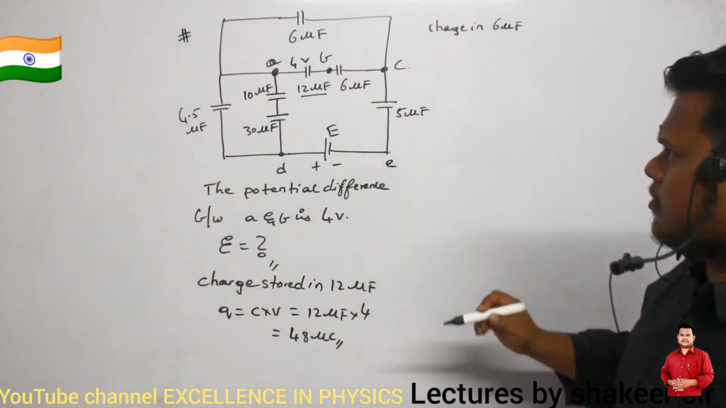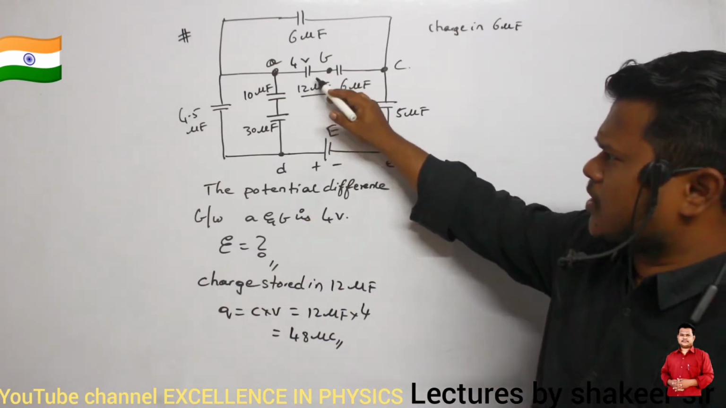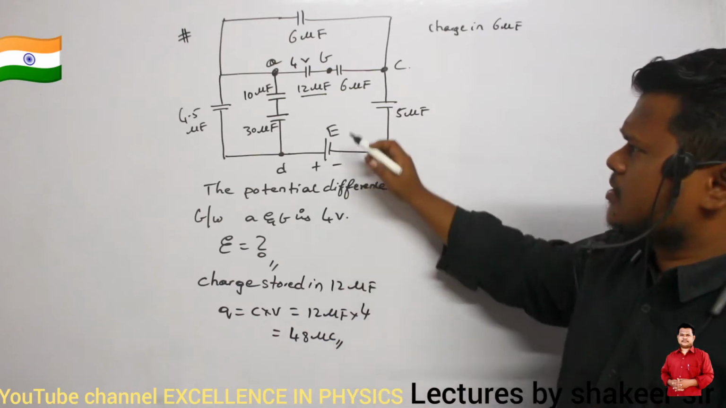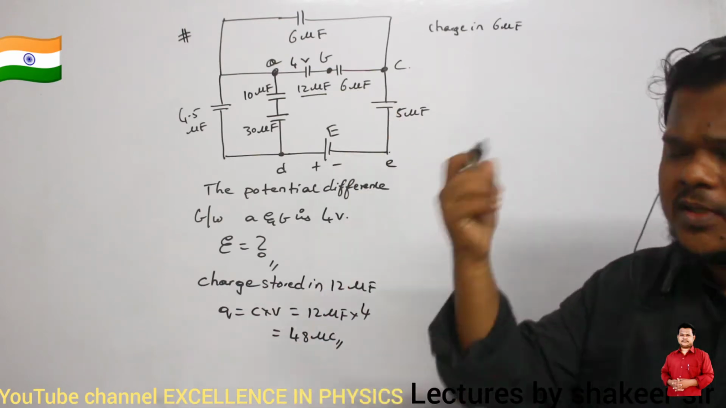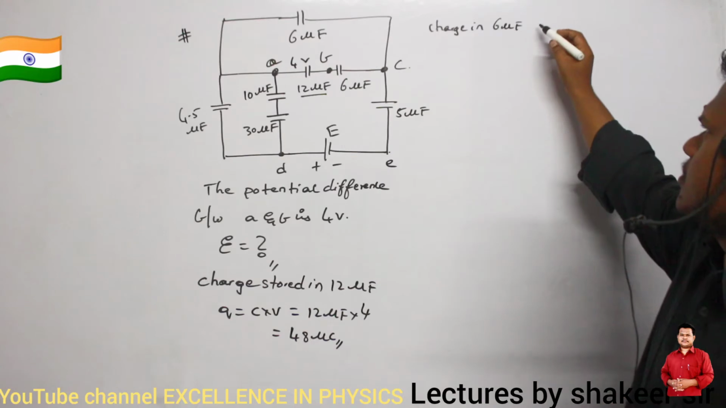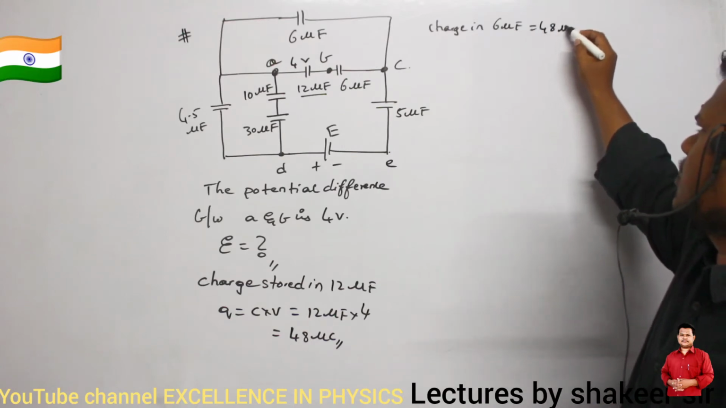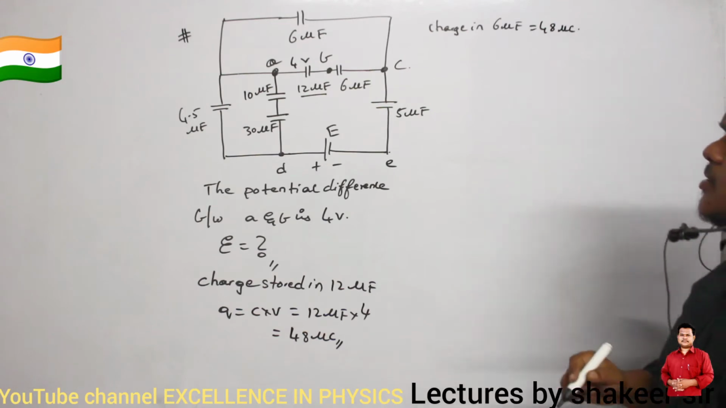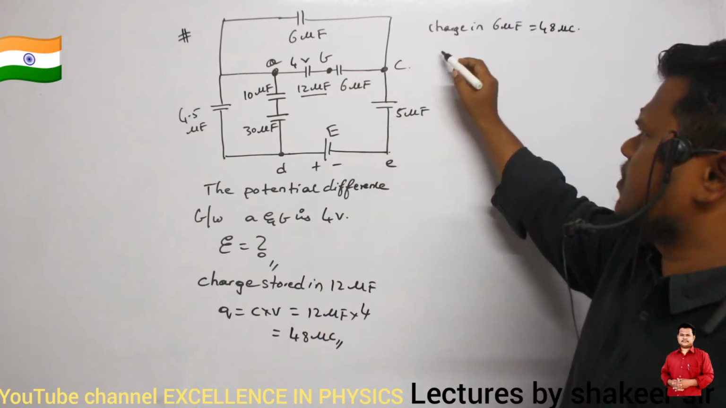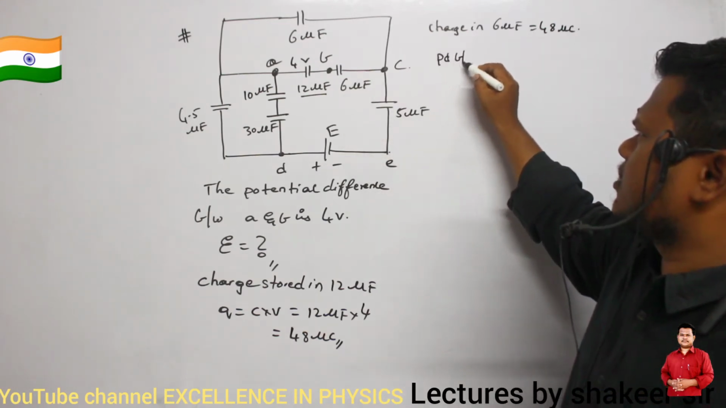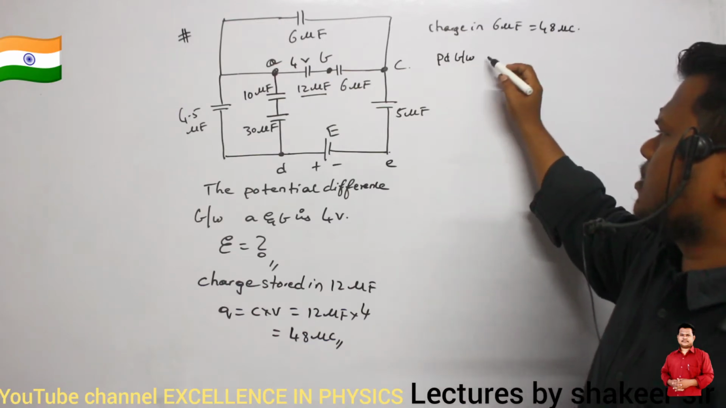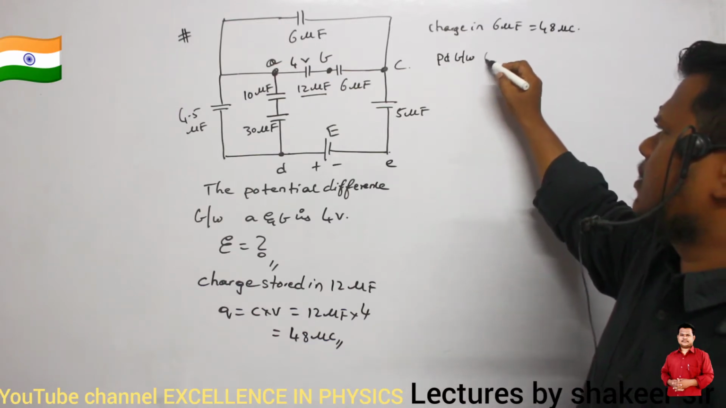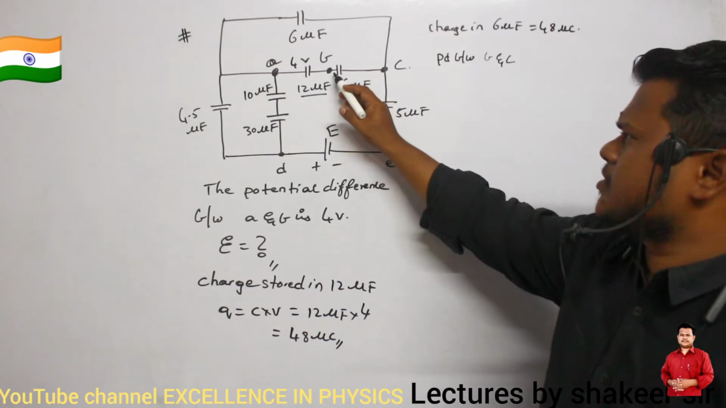So according to that, if the charge present in the 12 microfarads capacitor is 48, the charge present in the 6 microfarads capacitor is also 48 microcoulombs. So we got the answer up to here. Are you able to understand? Then what is the potential difference, or potential drop, between B and C? B and C means this point and this point.